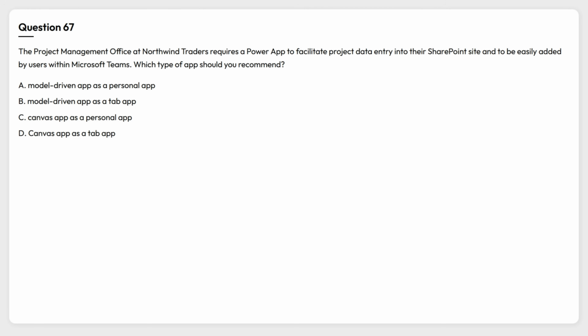Option A, model-driven app as a personal app. Option B, model-driven app as a tab app. Option C, Canvas app as a personal app. Option D, Canvas app as a tab app. The correct answer is option D, Canvas app as a tab app.